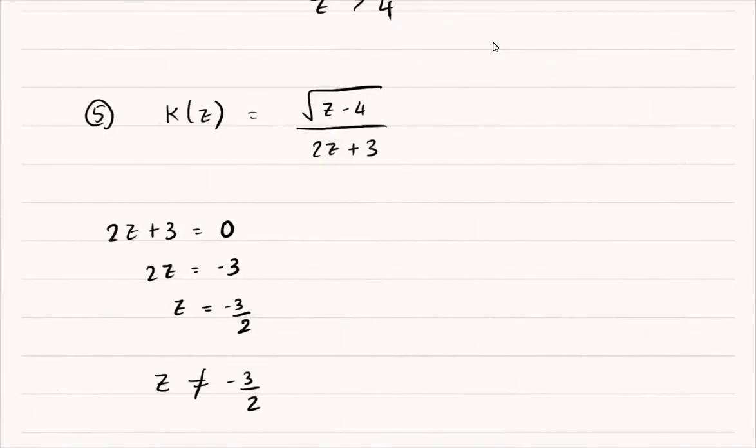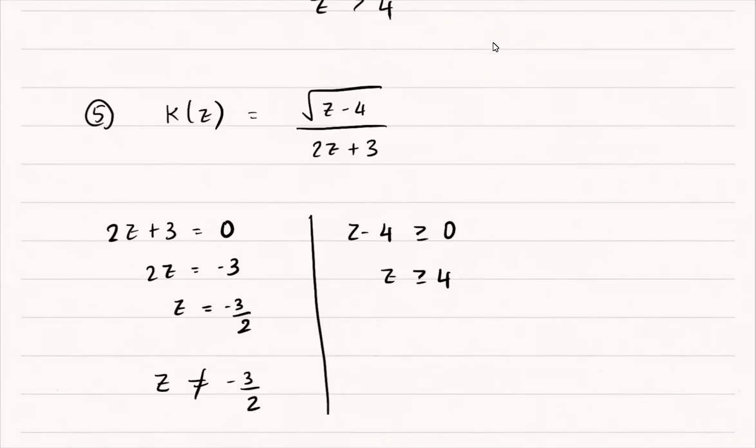That is one restriction. What about the numerator? My numerator has a radical, which means it has to be non-negative. Because it is in the numerator, it can be 0. So I use the inequality greater than or equal to 0. And then I solve. This is what I have.